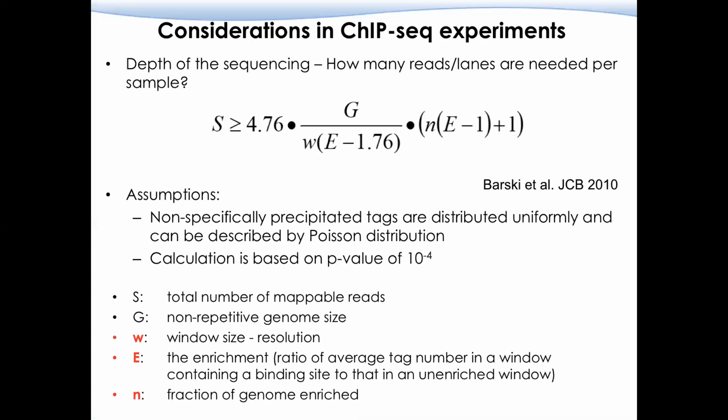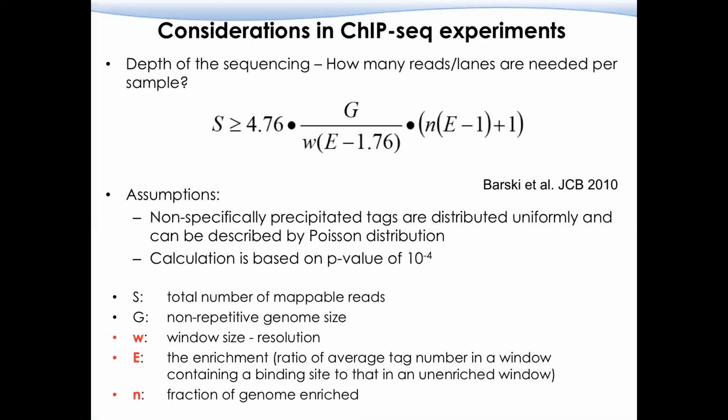This formula was published from Kirchhoff's lab in 2010. They show us how to evaluate the sequencing depth based on this. You don't need to memorize it, but I want to mention several things here. One is S, of course. What does S mean? S means the sequence, how many total reads we need. It must be at least this number. Forget about the factor here.